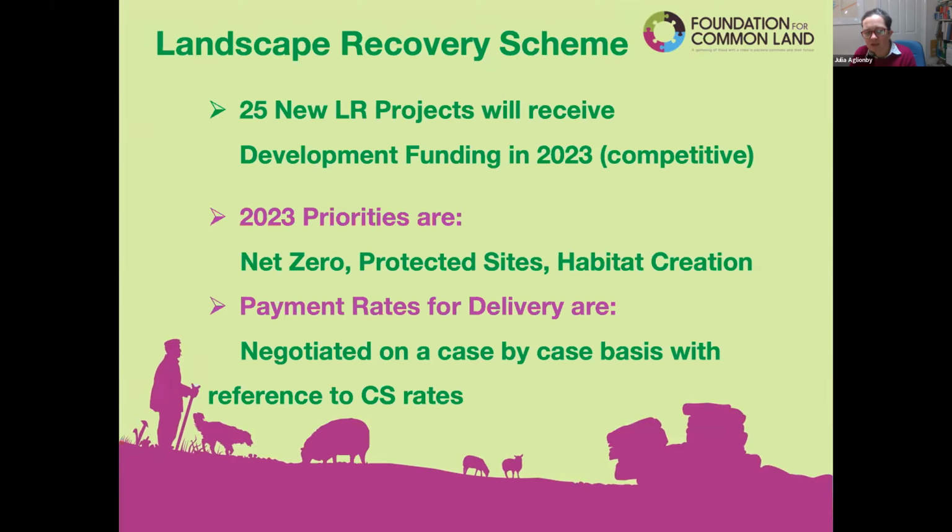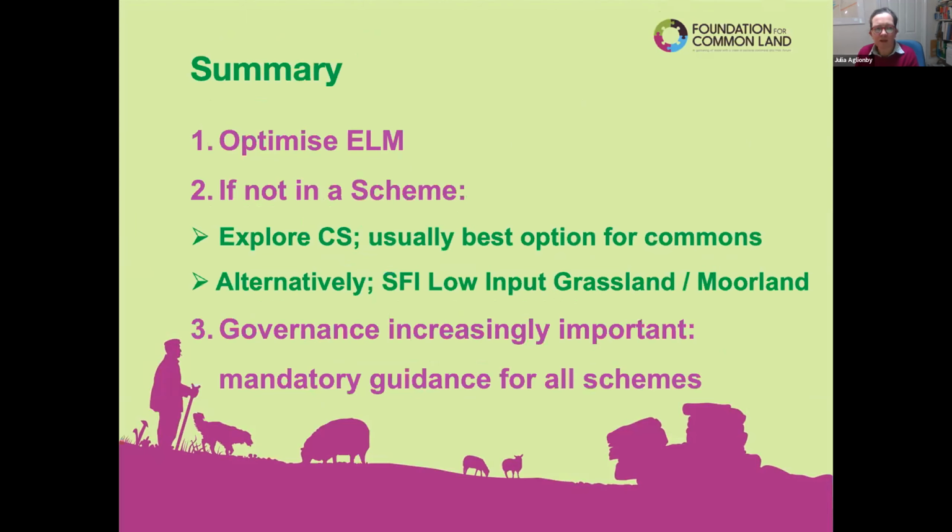In terms of the payment rates for delivery, the way that landscape recovery works is you get a payment for developing your scheme, and then you also get the actual payment for delivery, and that's likely to be a 30-year scheme. Those will be negotiated on a case-by-case basis, but are likely to have reference to the countryside stewardship rate. So again, still based on income foregone.